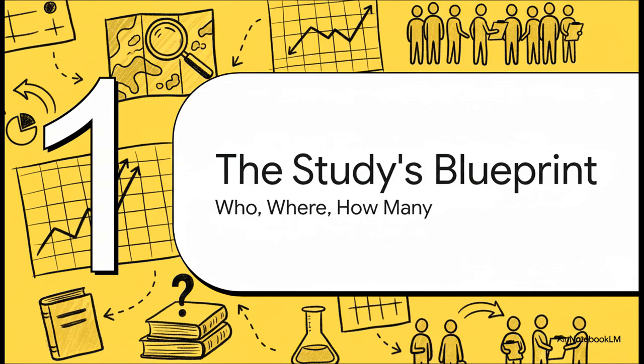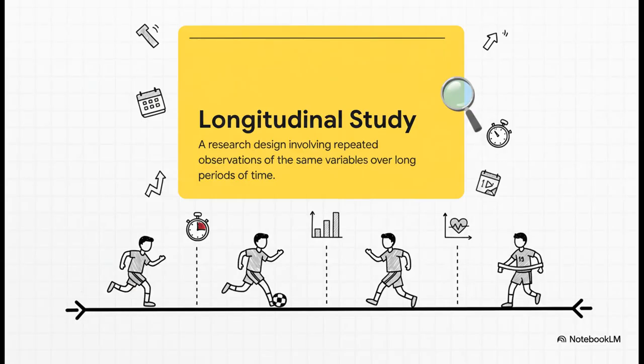Okay, part 1 is all about laying that foundation. Before you can jump into all the tiny details, you have to paint the big picture. Who did you study? Where did it all happen? And maybe, most importantly, how many people were actually involved? First things first, what kind of study are we even looking at? You have to be crystal clear about this. Is it a randomized controlled trial, an observational study, or maybe it's something like a longitudinal study where you're tracking the same athletes over an entire season? Defining your approach right from the start sets the stage for absolutely everything that follows.